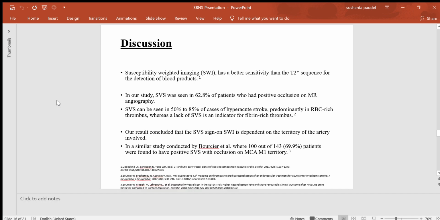Talking about this, SWI sequencing has higher sensitivity than T2 for the detection of blood products. In our study, 62% of the patients had positivity of SWI and SVS, and our result concluded that the SVS sign and the SWI is dependent on the territory of the artery involved.